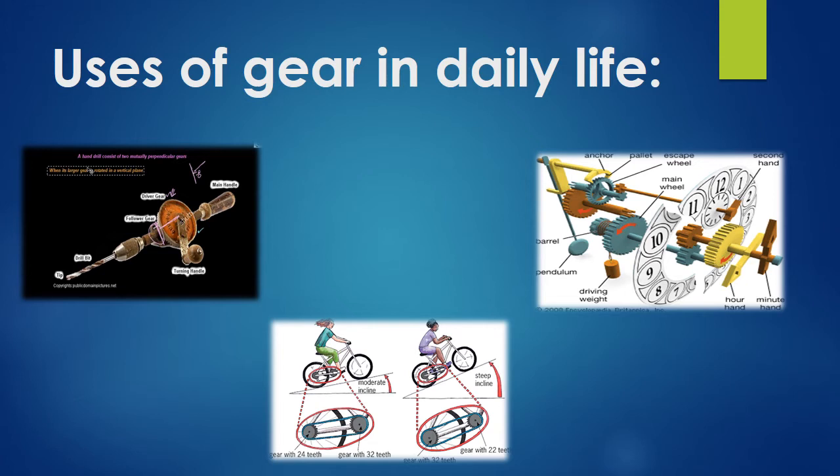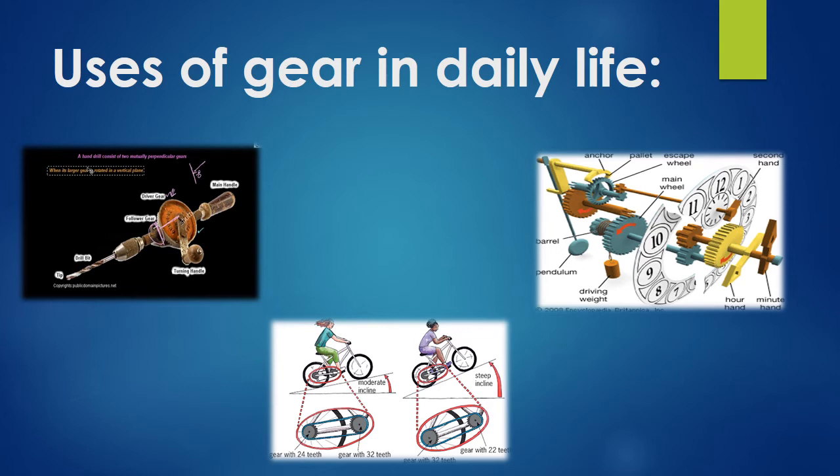So basically, this is your driving gear. Here you can see this is your driving gear and this is your driven gear. When we apply force on the driving gear, then the driven gear moves and makes a hole in the wood.